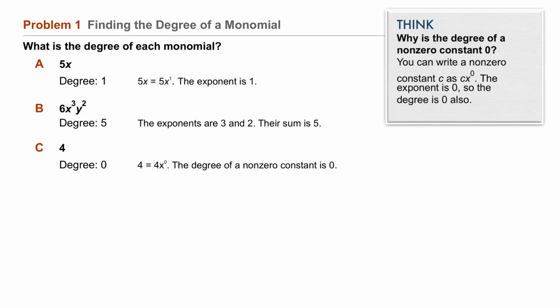Problem 1. Finding the degree of a monomial. What is the degree of each monomial? A, 5x. The degree is 1. 5x is the same thing as 5x to the 1st power, so the exponent is 1.